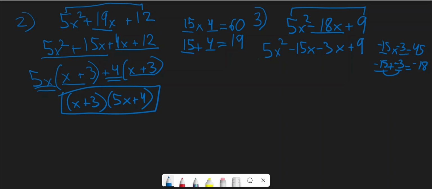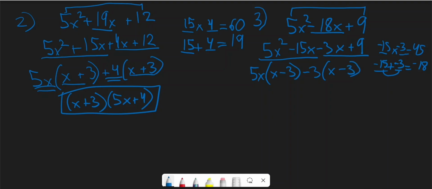Okay, so these two terms have a common factor of 5x, and 5x times x gives you a 5x squared. 5x times negative 3 gives you a negative 15x. Then these two terms have a common factor of negative 3. So negative 3 times x gives you a negative 3x. And negative 3 times negative 3 gives you a positive 9.